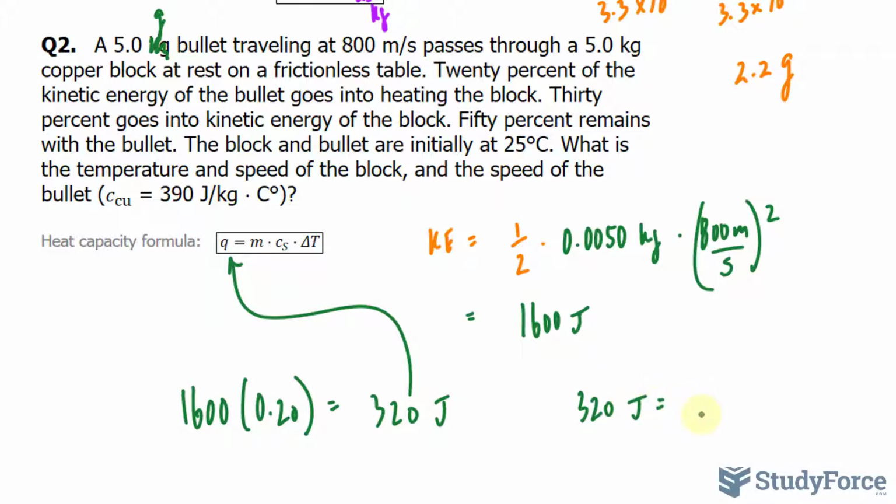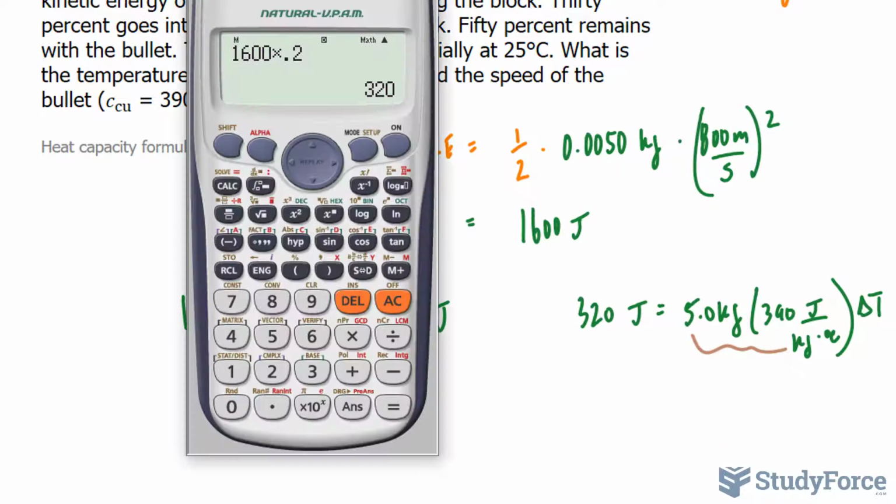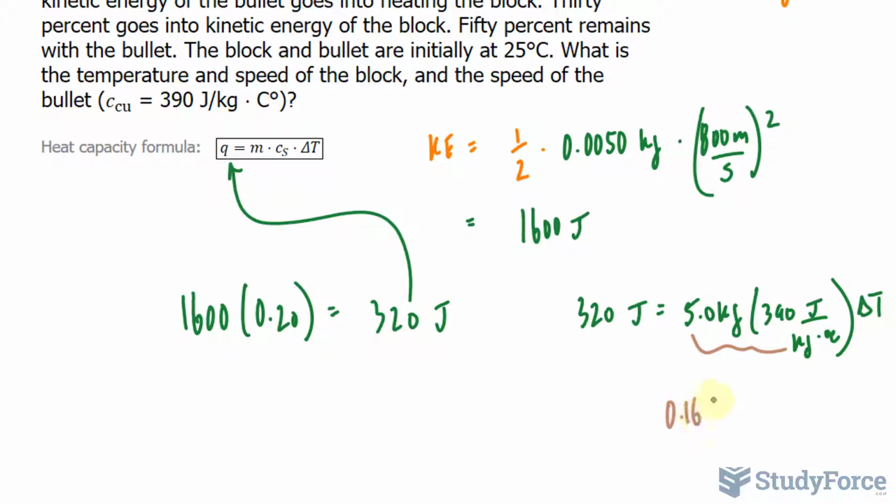320 joules is equal to the mass of the block being 5 kilograms multiplied to the specific heat of copper. That's given in the question as 390 joules per kilogram times degrees Celsius. And now we can calculate the change in the block heat. So we'll multiply these two values, then divide both sides of the equation by their product. 320 divided by 5 times 390 gives us a change in temperature of 0.16 degrees Celsius. So that's the change in temperature of the block.